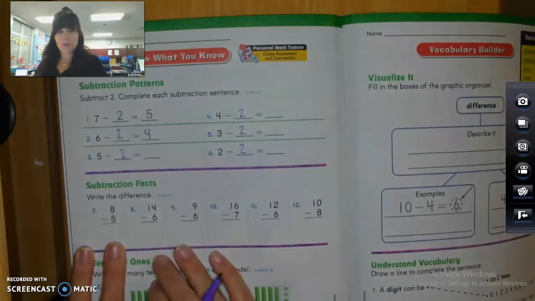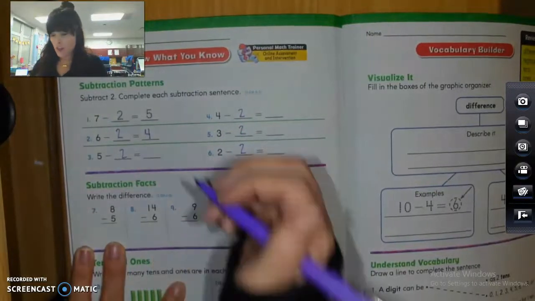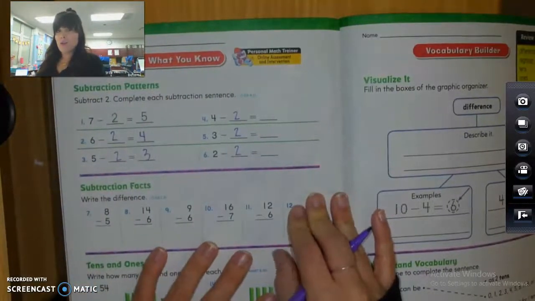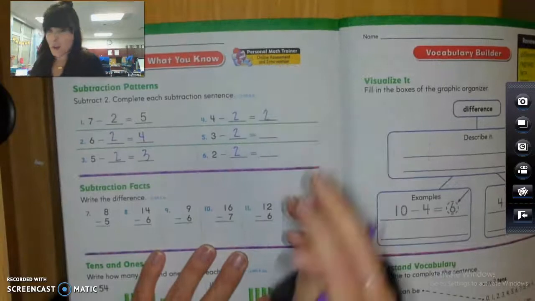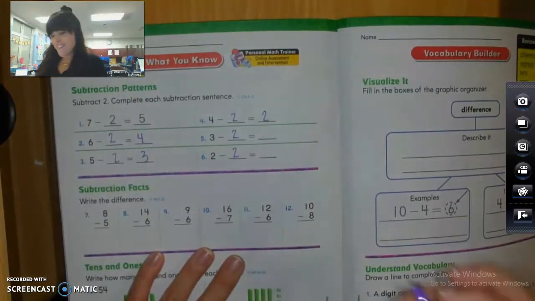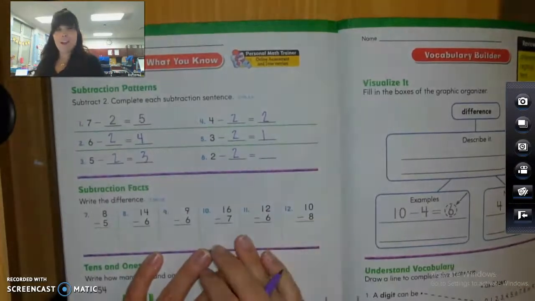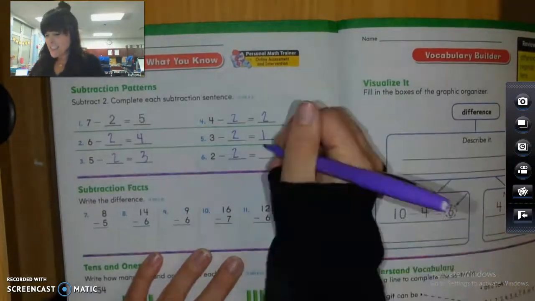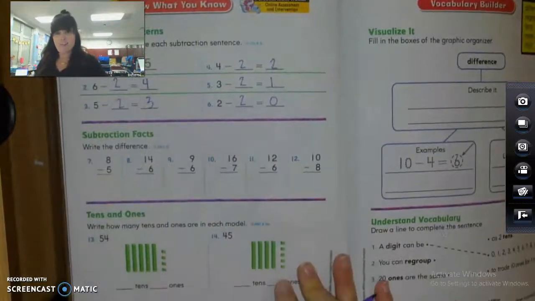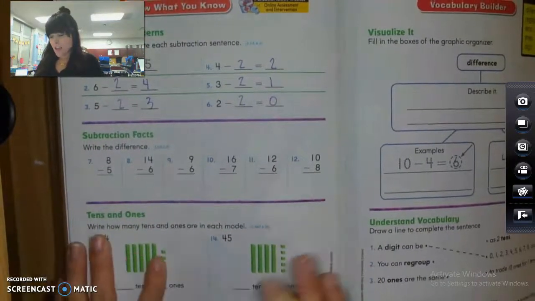5 minus 2 is 3. 4 minus 2 is 2. Hopefully you're shouting these out at me, right? 3 minus 2 is 1. And 2 minus 2, easy, 0. All right, nice job. Okay, pretty easy start.